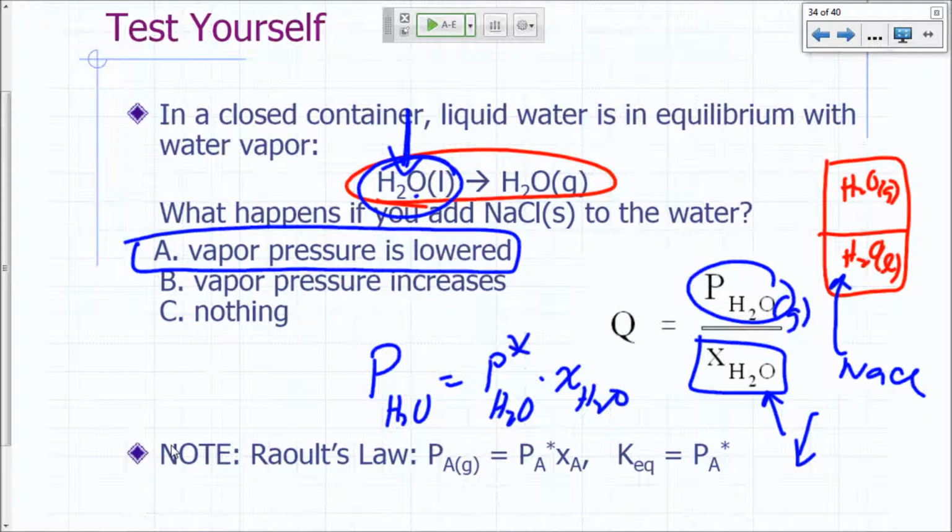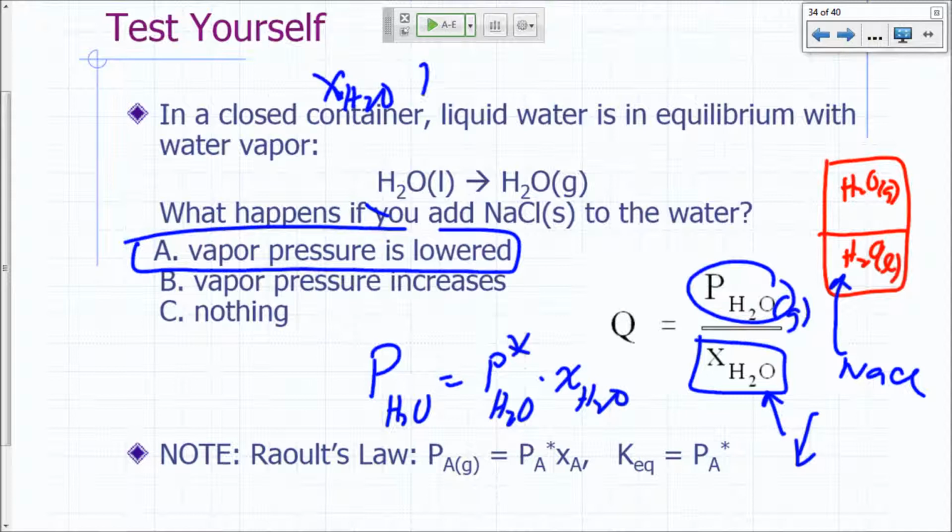It goes up. And so if Q goes up, which way will the reaction shift? If Q increases, mole fraction of water goes down, Q increases, which way will the reaction shift? Momentarily now you've made Q bigger than K eq, so the reaction shifts to the left to make Q smaller again. So shifts from gas to liquid. That's why your vapor pressure of water is lowered. So that's one way of looking at Raoult's law.